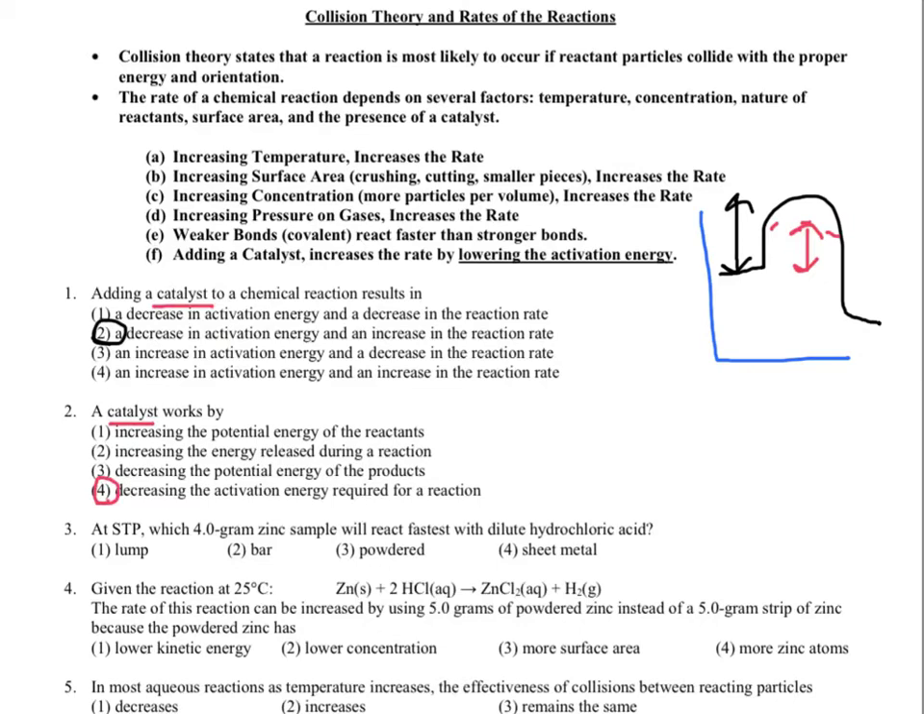In question number 5, it asks, which 4-gram zinc sample will react the fastest? And here we have different sizes of particles. We can remember that size of particles is related to surface area. And the larger the surface area, the faster the reaction. So basically, the smaller the particle, the larger the surface area, the faster the reaction. So here, the smallest particle size is going to be powdered.